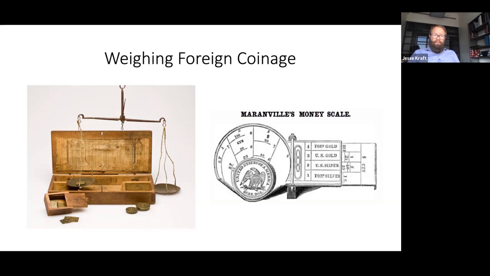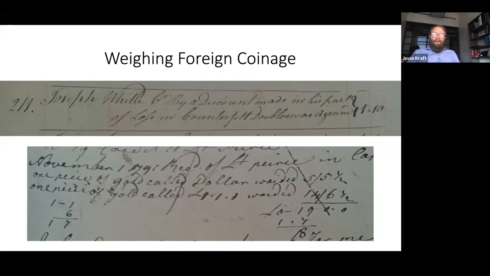In the course of my research, I found only a handful of instances of people actually weighing foreign coinage. This top example is also from the account book of Thomas Shields of Philadelphia, where he gave Joseph Whittle a discount made for his part of loss of a counterfeit doubloon a gram light. So he actually credited his account 1 shilling 10 pence, because he was accidentally given a counterfeit doubloon that was a gram light. And then on the bottom here, in 1791, this person received from Lieutenant Pierce one piece of gold that was called a dollar, which weighed five pennyweights and 5.5 grains. And then also a piece of gold that was supposed to be worth 1 pound 1 shilling, which was only worth 14 shillings 6.5 pence.